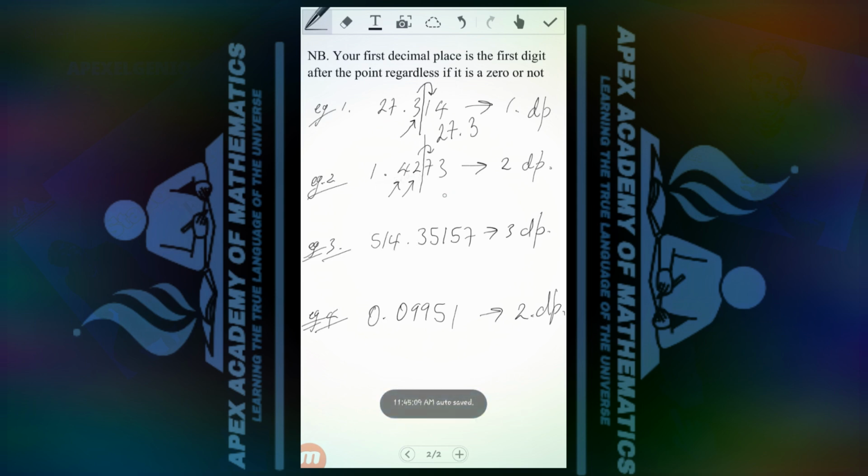So we are going to end up with a final answer here of 1.43, and that is to 2 decimal places.